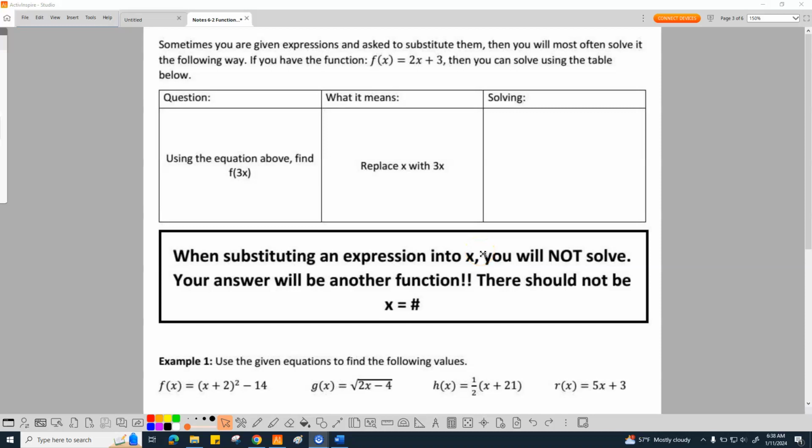All right, Algebra 2, we are now going to learn more about this notation. Here's the deal with this notation. It's communicating things to you. So what do I mean by that? Let's look at the notes together.